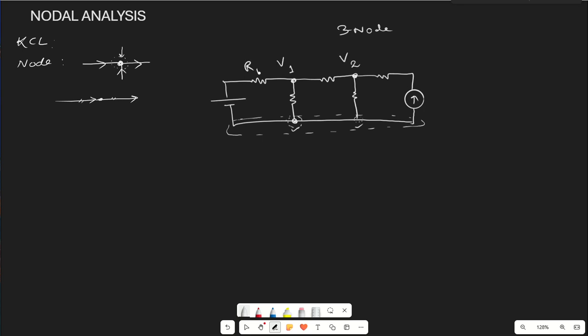Then let us give some resistance names R1, R2, R3, R4 and R5, and this is our voltage source Vs, and this is our current source Is. As per our KCL definition, current moving in is equal to current moving out, but whenever we are considering node analysis, what we consider is that the current should always move out. If we are considering this node, then all the currents are moving out of the node. Similarly, if we are considering this node, then also currents are moving outside the node.